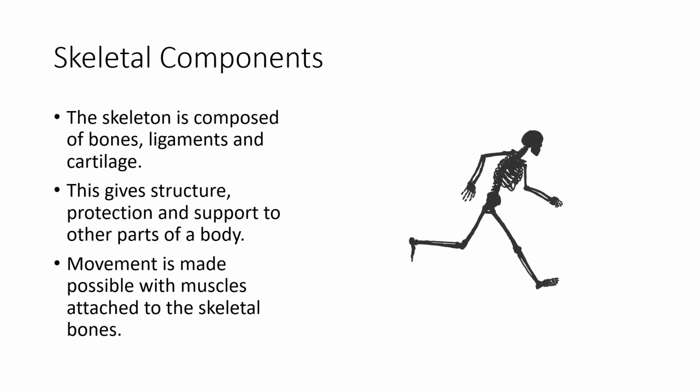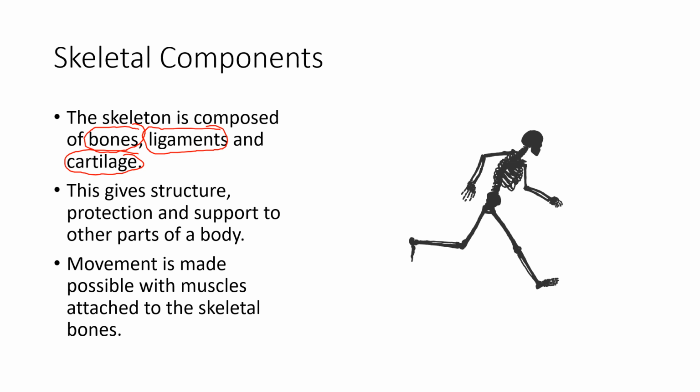So whatever type of skeleton you have, it'll have some similar features. Our skeleton, of course, is composed of bones, but also some connective tissues like ligaments and cartilage. Ligaments sort of hold the bones together, and the cartilage allows for them to move smoothly against each other. So we'll learn a little bit more about those as we go along.